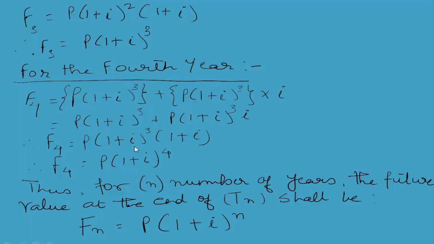Again we are reaching a conclusion wherein, since the bases are common, that is in both the cases the base is 1+i, therefore the powers shall be added. Over here the power is 3 and over here the power is 1. Therefore at the end of the fourth year, the final future value will be P(1+i) raised to the power of 4.